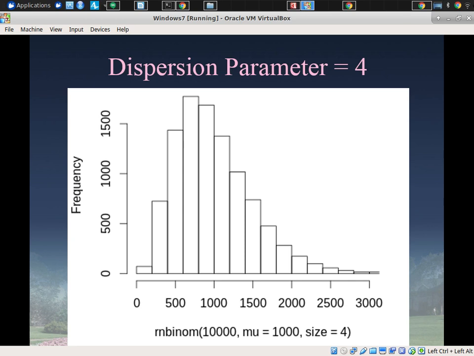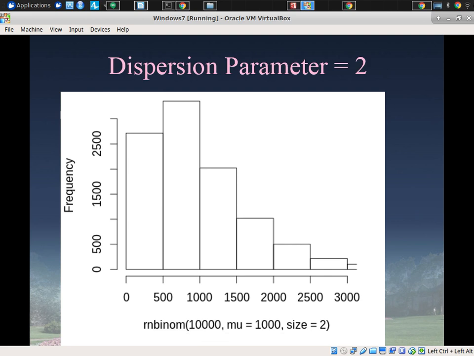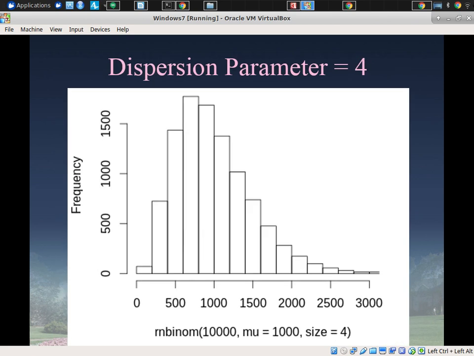And now you start to see something that looks vaguely skewed, sort of a skewed bell shape. It looks a little bit like a log normal or a beta distribution or something. The mean is 1,000, the R is 4. And you'll notice it's becoming tighter, right? Look at this scale, 0 to 3,000. There's less of it way out here to the right. It's becoming more concentrated around the 1,000.